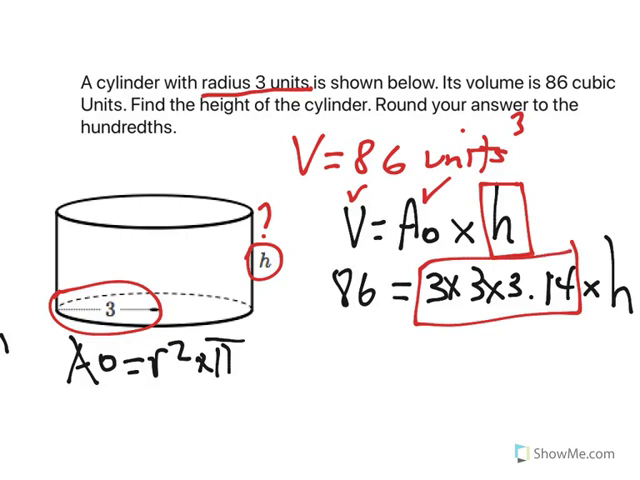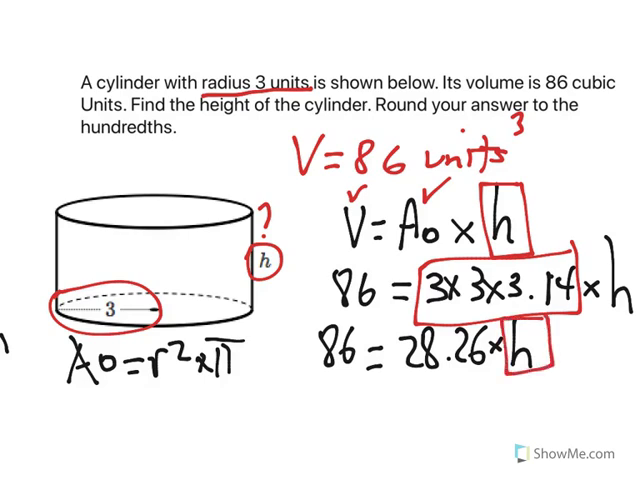So let's do all that. 3 times 3 times 3.14, to see what that is. So 3 times 3, so it will be 9 times 3.14. 9 times 3.14. So we get 28.26. So continue here. So 86 equals 28.26 times my height.